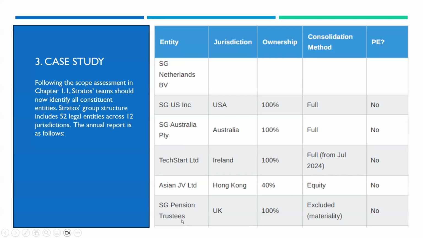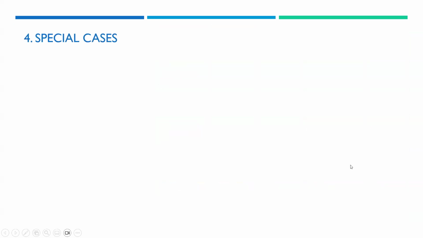What about SG pension trustees? It is excluded on materiality basis. It's not consolidated and might probably be a flow through entity. Is it a constituent entity or not? It may be a flow through entity, and on top of that, it is excluded on materiality concerns. Is it still a constituent entity? Yes, it is a constituent entity. Are you getting it? Like how different cases will come. Only the equity method investee will not be there.